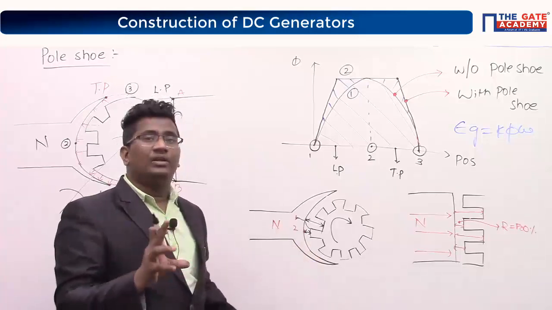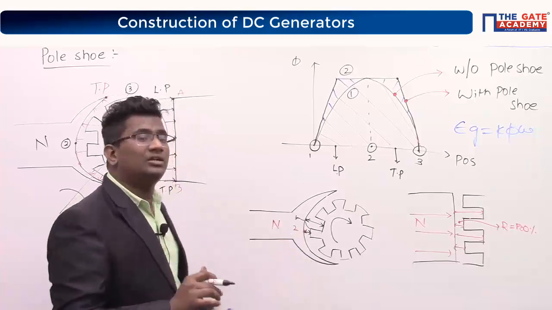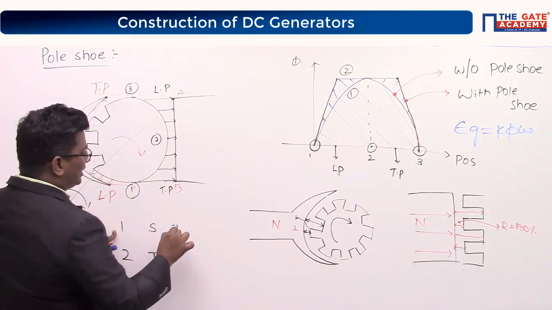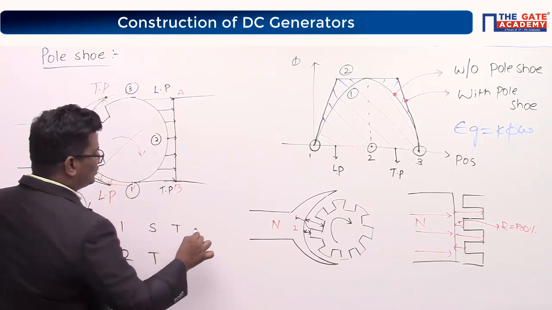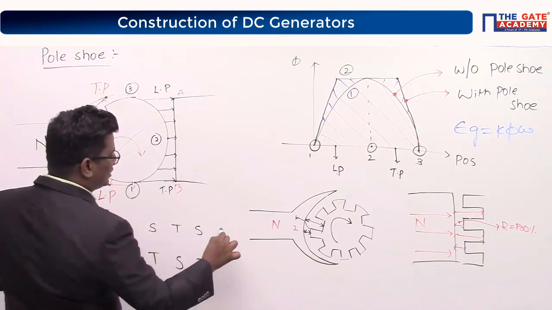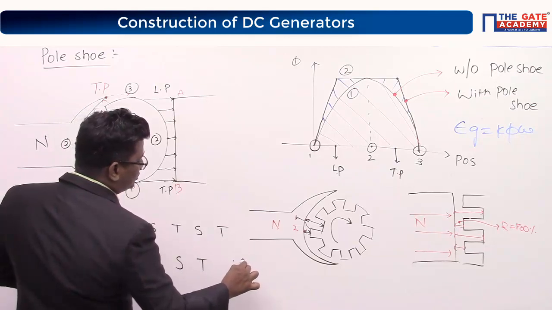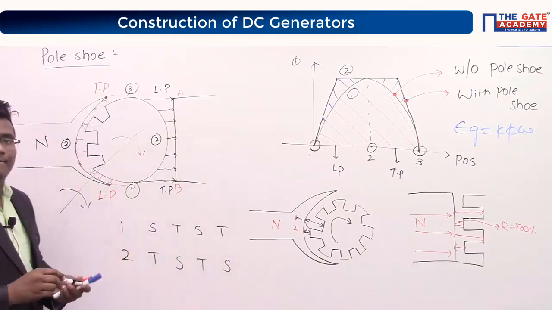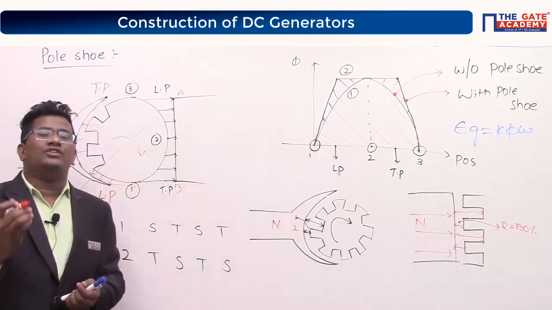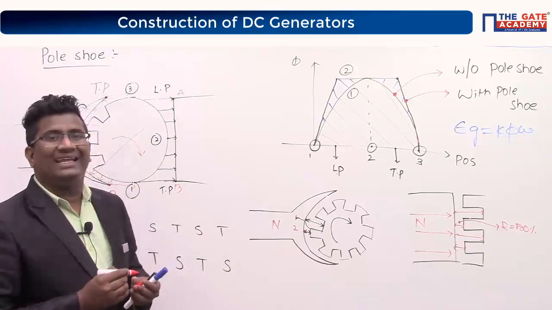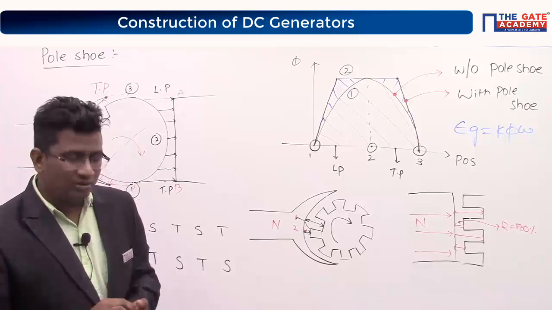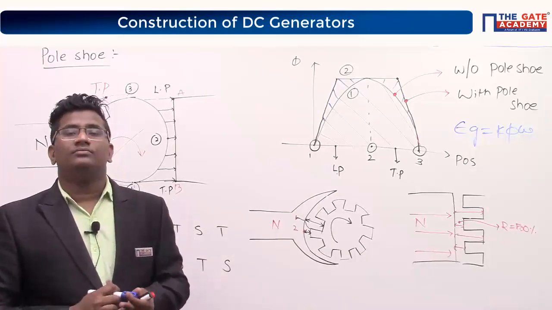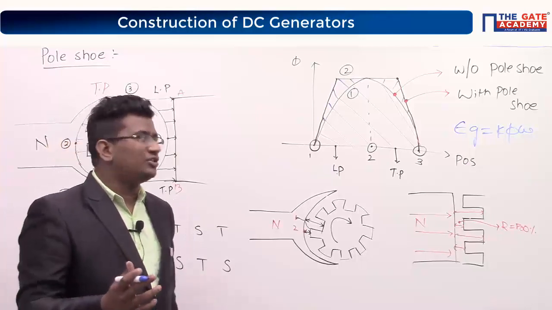After some time, second position will be occupied by the slot. After some time, first position is occupied by the teeth, second position is slot, after that slot, teeth, teeth, slot. Let us see, flux will always choose which part, teeth position or slot position? Flux will always choose teeth position or slot position?